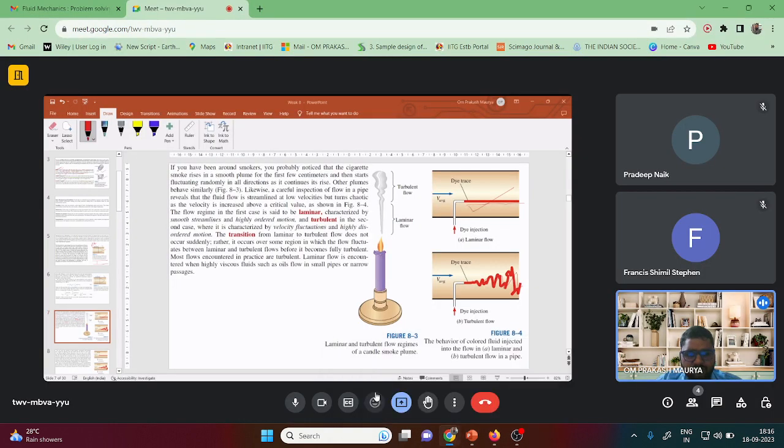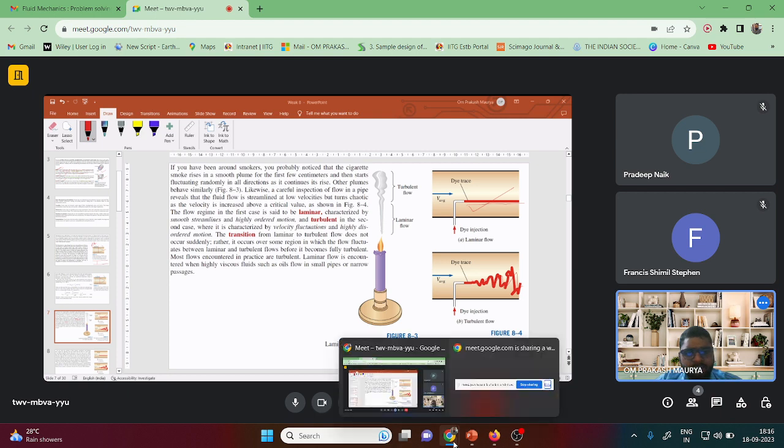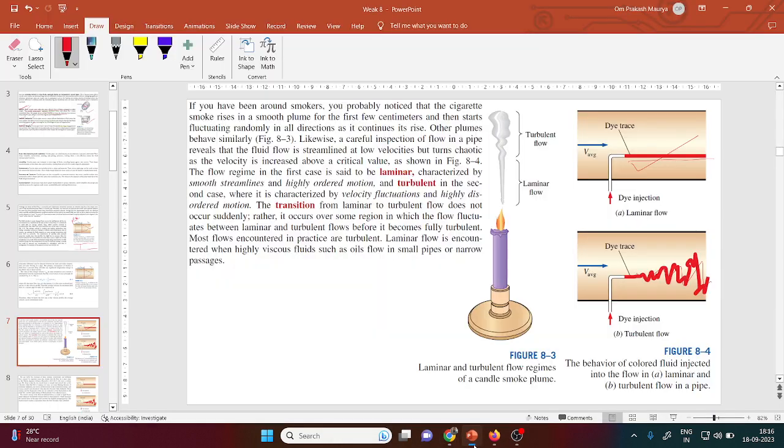Is it visible or not? Yeah, the slide is moving properly. It was moving. Okay, okay, we're at the turbulent flow. Yes, yes.